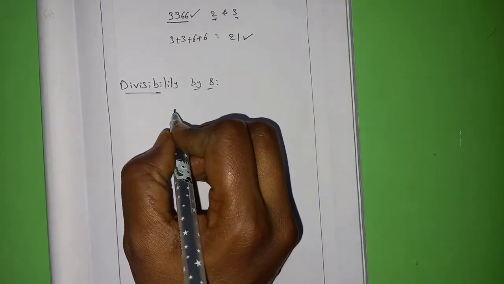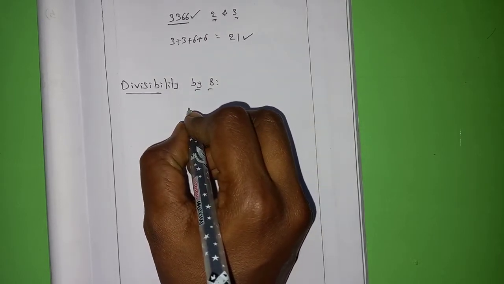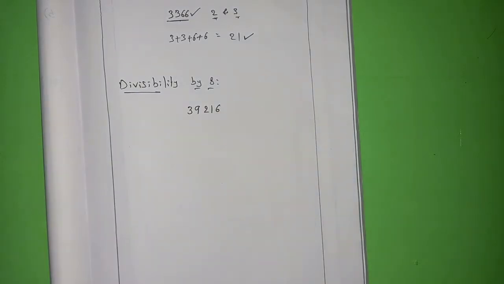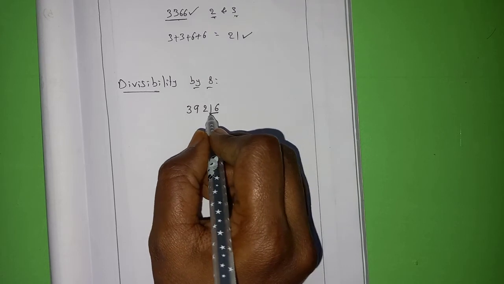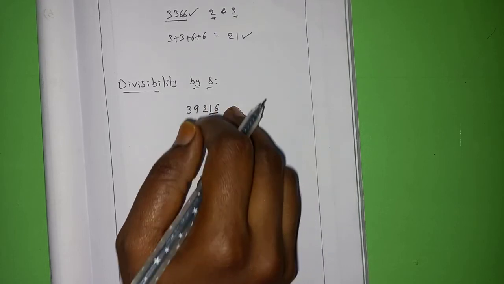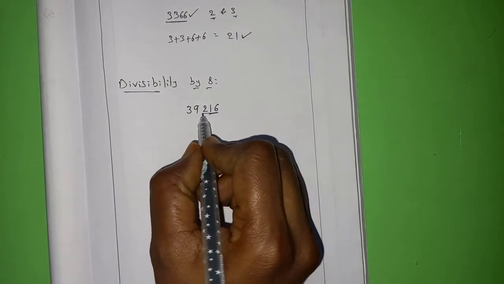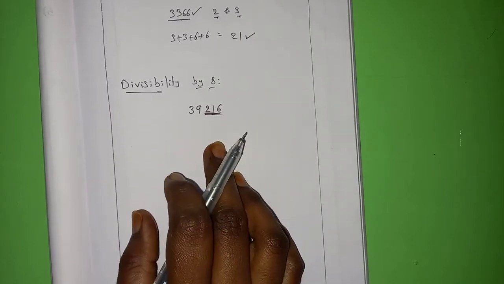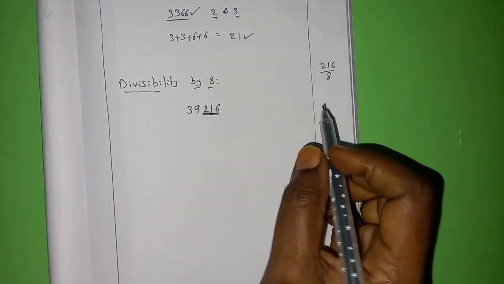See, but little bit tough. For example, if you have a number like 39,216, to check whether the number is divisible by 4 or not, what you have to do? You have to check last 2 digit numbers. Last 2 digit is divisible by 4, means the number is divisible by 4. But in case of 8, you have to check last 3 numbers. If 216 is divisible by 8, then the whole number is divisible by 8.